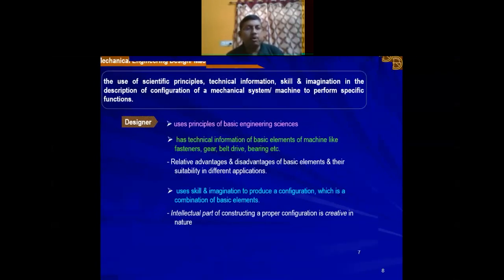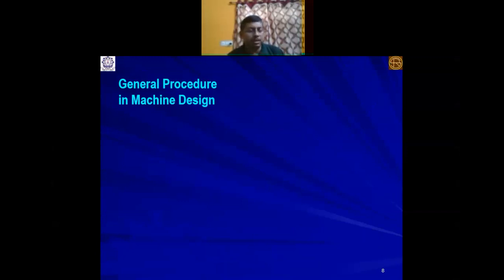Now, for example, what are the general steps in machine design? If you see the general steps involved in a machine design problem, then you can understand why different tools are required. For example, here I would like to talk about any new product development. So any new product you would like to develop, or any new machine you would like to develop, what are the steps you have to follow?